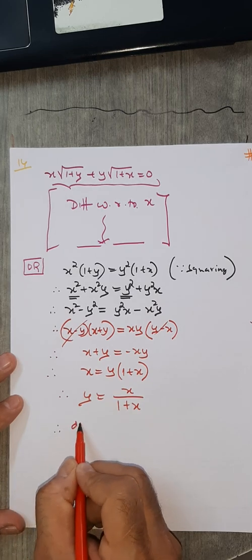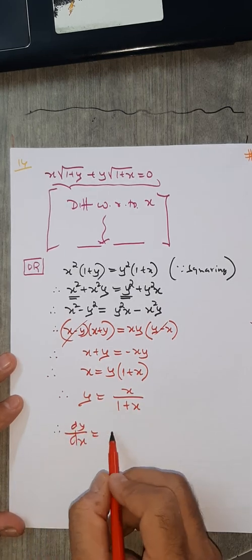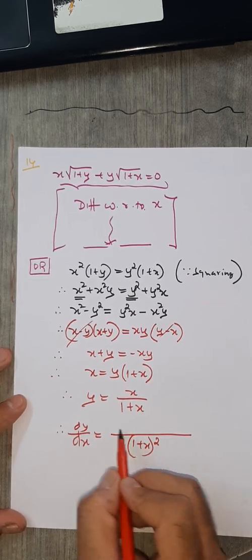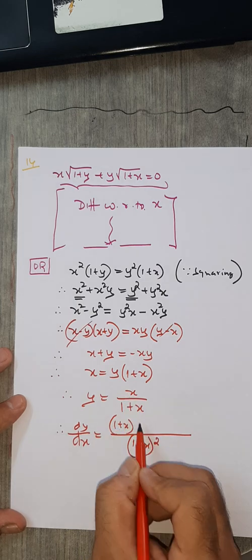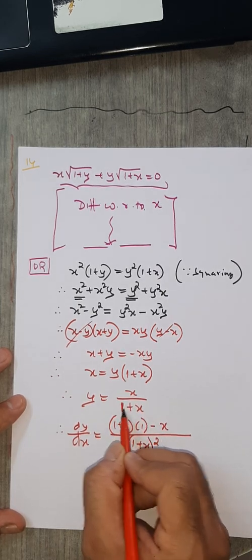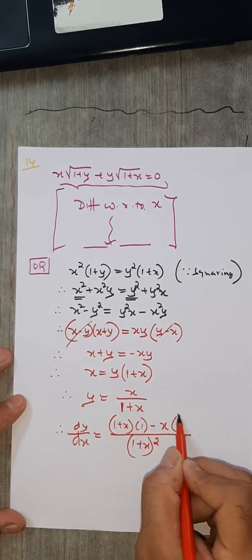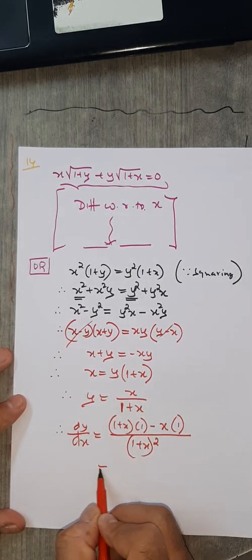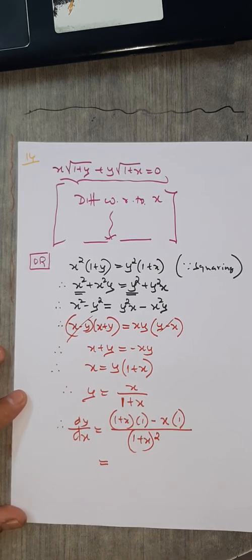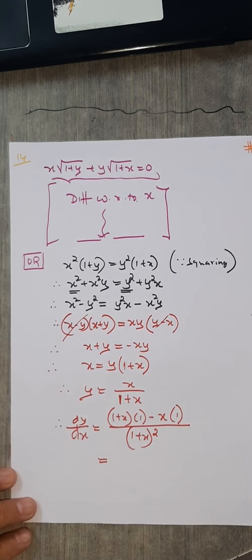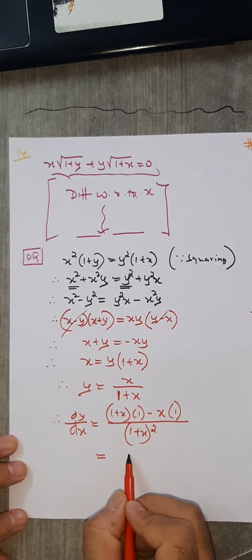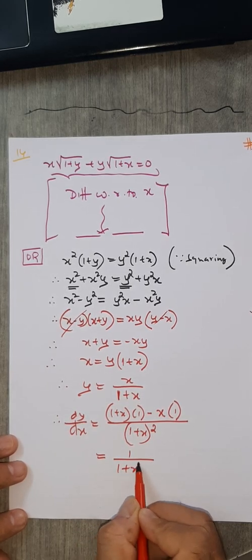Now you just do dy by dx. So dy by dx equals to, division rule, 1 plus x the whole square, 1 plus x as it is here, differentiation of x 1, minus here x as it is, differentiation of this bracket, which is here 0, here 1. So x will get cancelled, you can see. So this will get cancelled, you are getting 1 upon 1 plus x square.